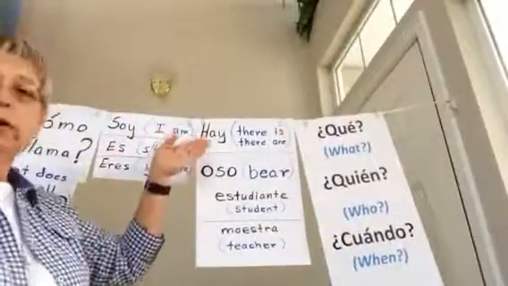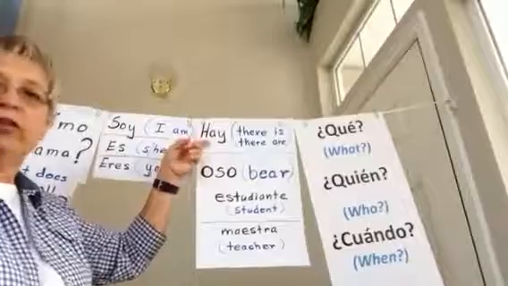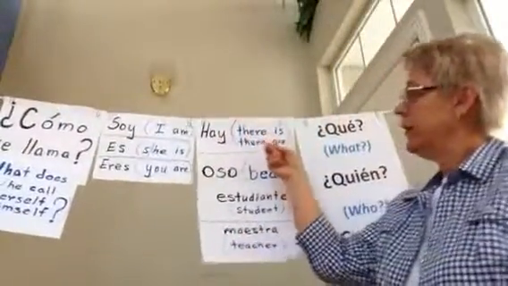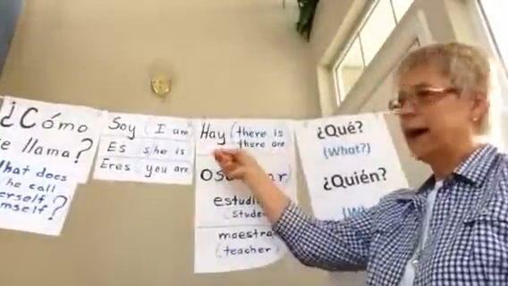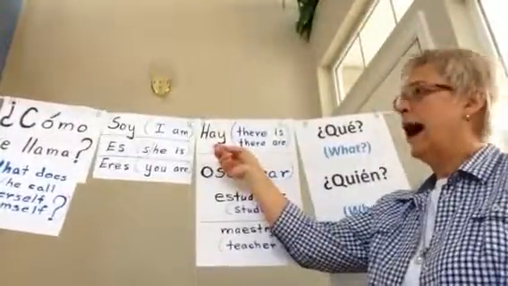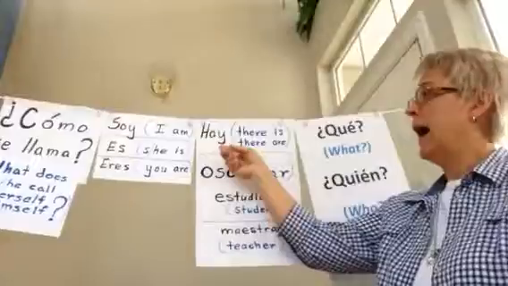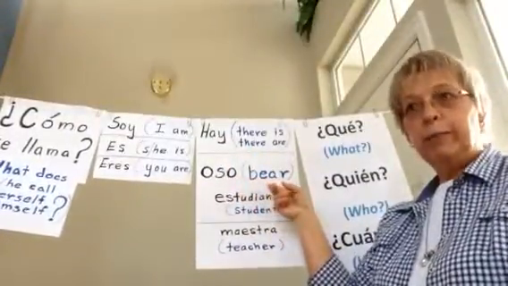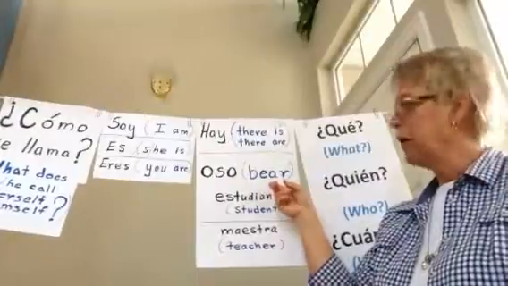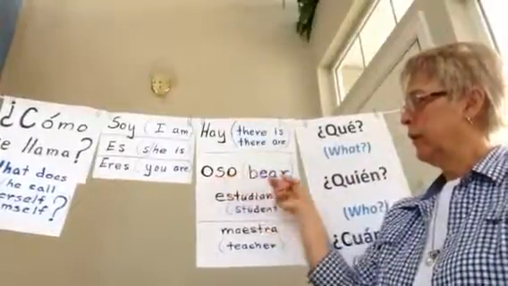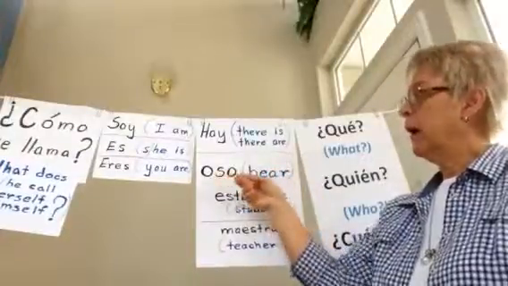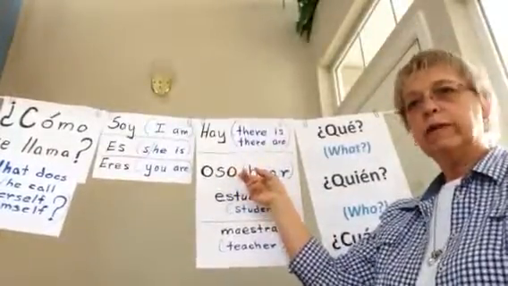Then we'll also be going over hay. Notice the H is silent. So we have hay, there is, or there are. Hay, everybody pronounce that? Hay. Repite, repeat. Hay. Okay. Oso is the word for bear. He's going to be part of our day today. Oso, bear. El oso would be the bear. And the O at the end lets you know that it's a masculine.